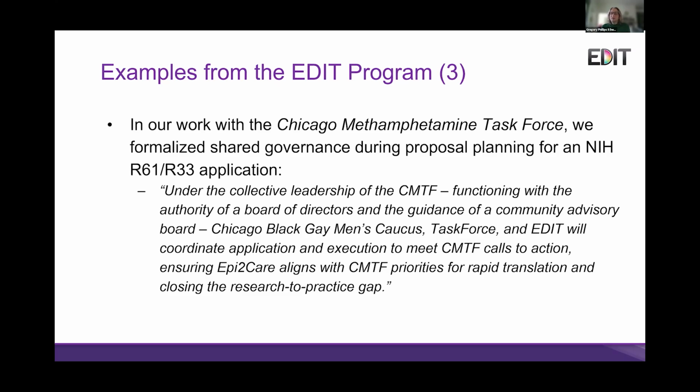So clearly outlining how people are working together, what the role of the body is in making decisions, and how the community is engaged. Another thing we intentionally did was this was a multiple PI proposal. It was led by me, the executive director of Chicago Black Men's Caucus, and the executive director of Task Force. And we split the budget 3 ways to make sure things are equitable. So thinking about ways you can actually show how you're going to dedicate time and energy to the community through things like shared funding is one thing you can think about.